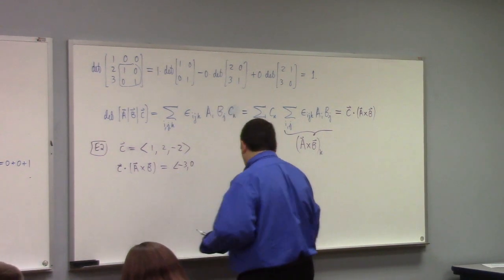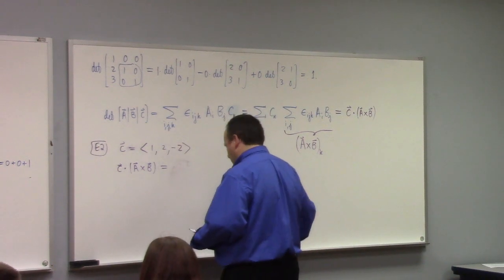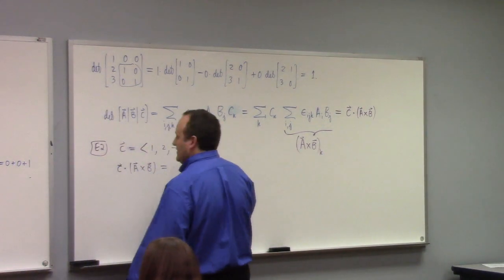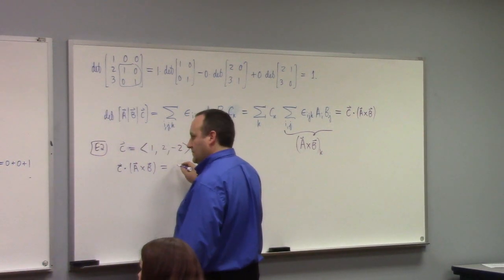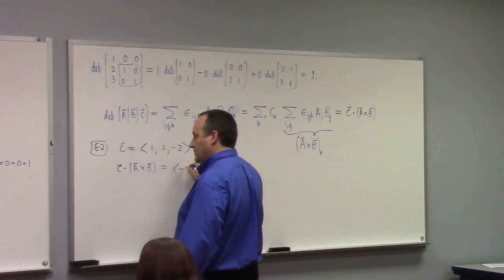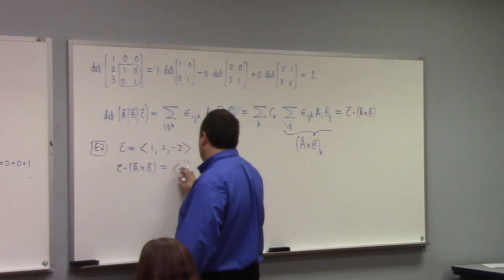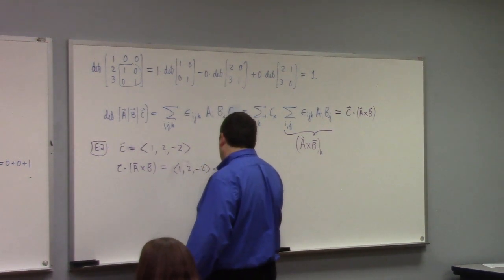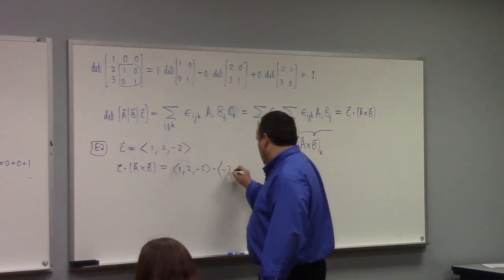Oh, my bad. What am I using this smudger for? All right, fine, I'll content myself with this. Where was I? Minus 3, no, I'm a dummy. It's right there. 1, 2, minus 2, dot product with minus 3, 0, 1.